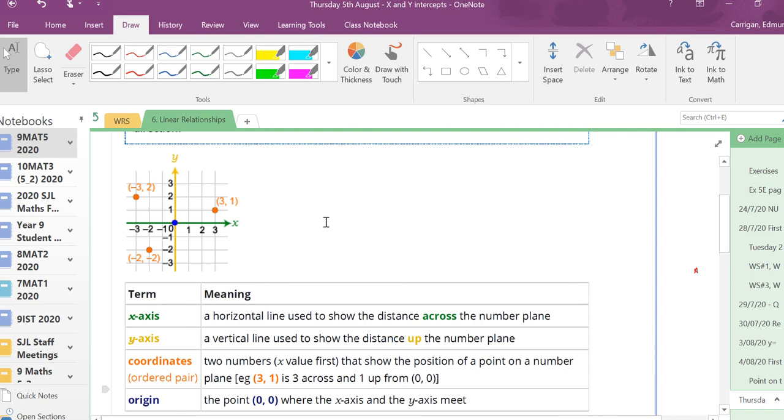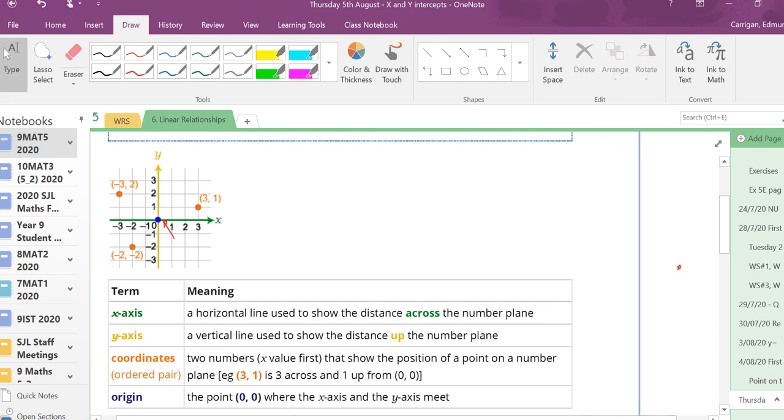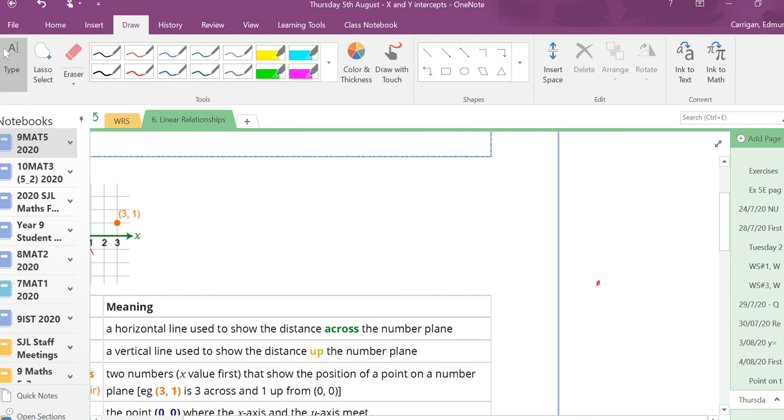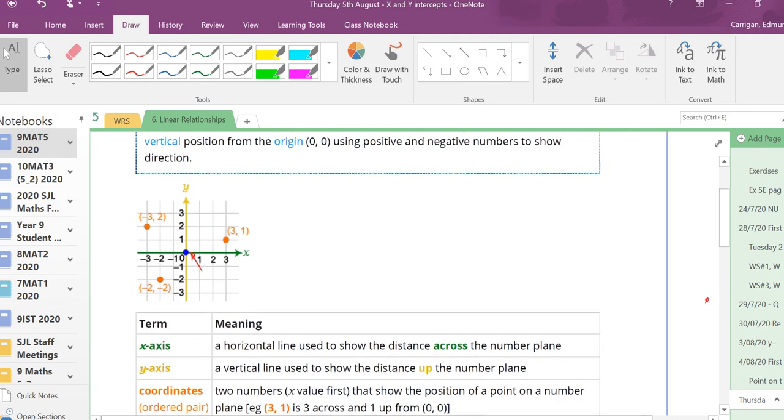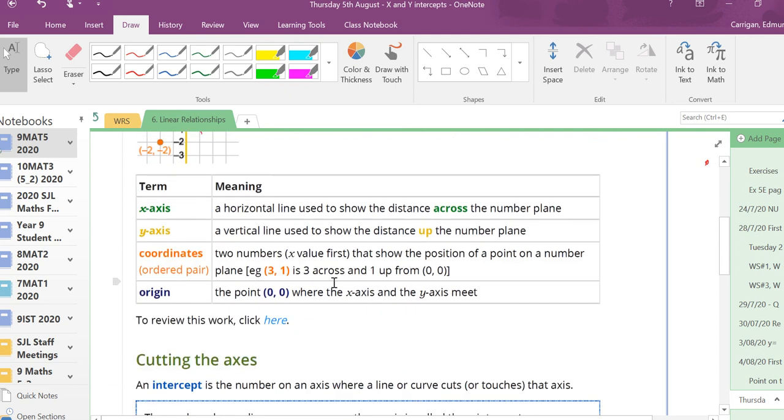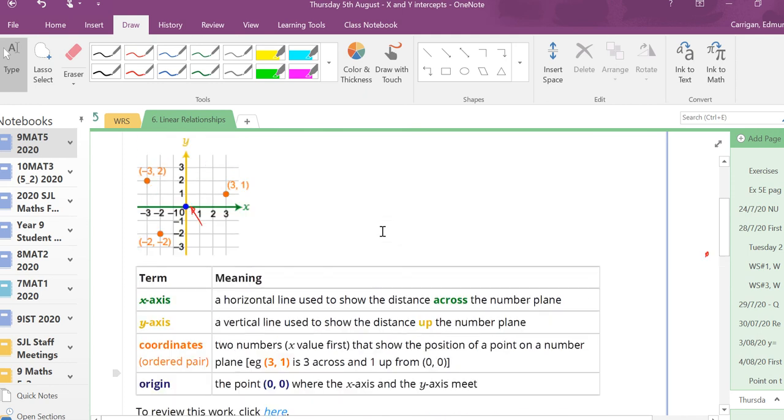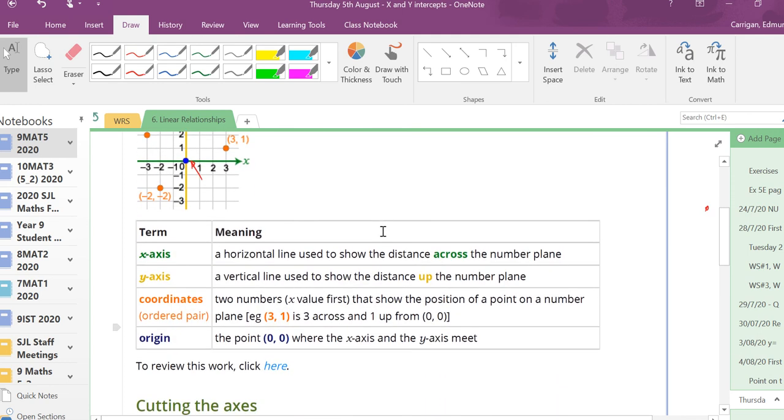So we're looking through here. We saw this is the origin, and point (3, 1) is 3 horizontal and 1 up. Point (-3, 2) is 3 in the other direction and then 2 up. So we've got some definitions here. The x-axis is a horizontal line to show the distance across the number plane. The y-axis is a vertical line to show the distance up the number plane. They're in colours so you can see that.